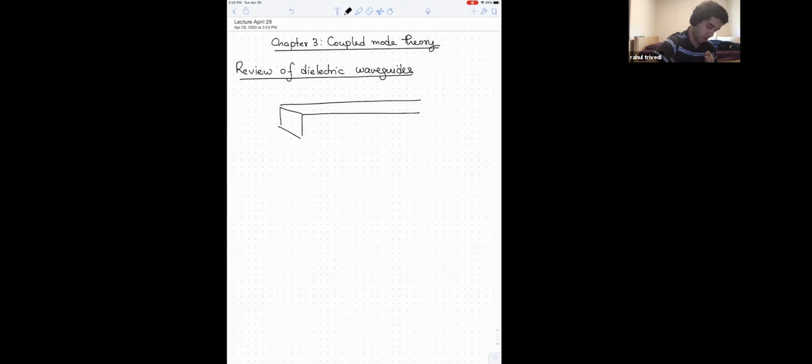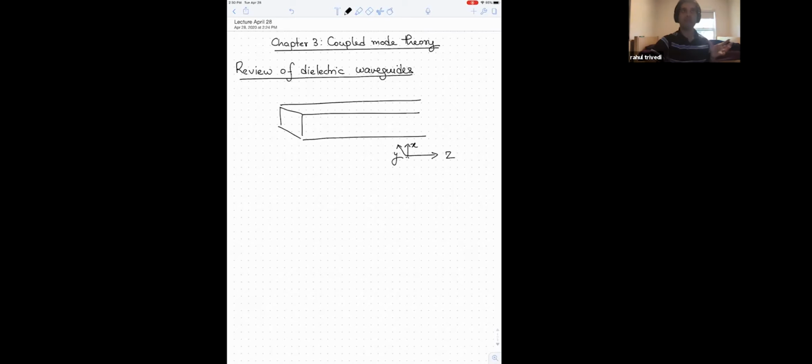Okay, so let me start off with a very basic review of dielectric waveguides, which is what we are going to confine ourselves to. To keep things simple, in today's review I'm going to talk about translationally invariant waveguides, so waveguides which essentially look something like this. You have some kind of permittivity distribution which is independent of one axis, let's say Z, and depends on the other two axes, X and Y.